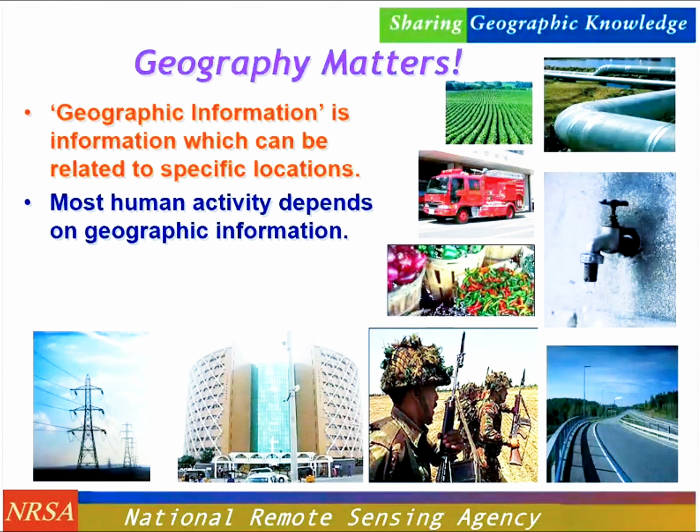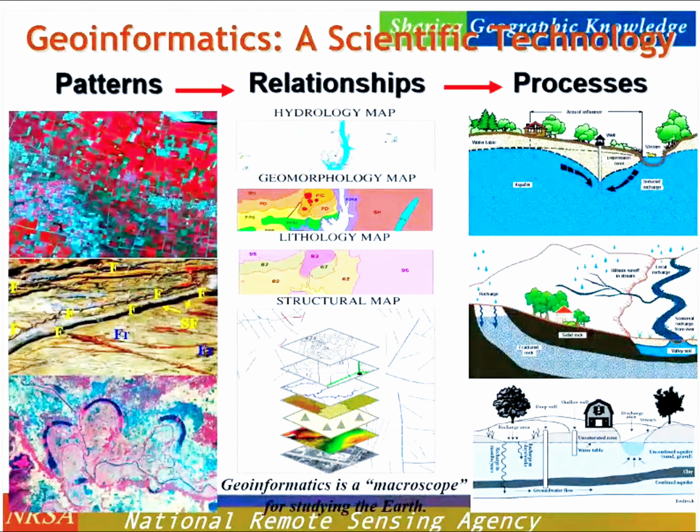Now you will see different pictures: agriculture, emergency services, for example the fire brigade, or the drinking water supply, the defense activities, right? The electricity. So these are some essential matters which are related to geography, right? Now you see, this is one map or model, how to create a model. Okay. Now you see, this is geoinformatics.